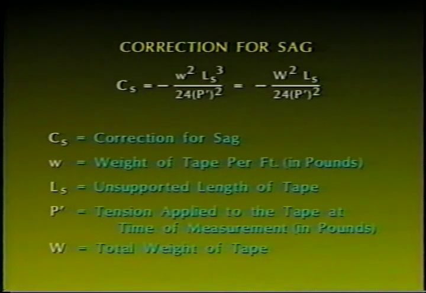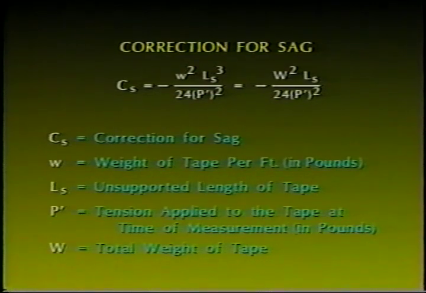The actual sag of the tape is not important. The reduced distance between the ends is critical. The formulas shown here are used to compute the sag correction. There are two formulas because the effective sag is different for a full tape length as compared with a partial tape length. The first formula would be used for a partial tape length, and the second formula would be used for the full tape length.